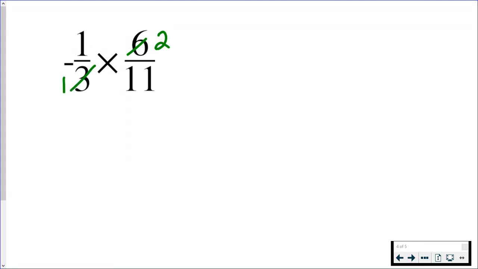6 divided by 3 is 2. 3 divided by 3 is 1. Now I can skip to the other step where I multiply straight across, and I'm actually done because I've already got the simplifying out of the way. And you can see that it's the same answer as before. I was left with a 1 times 2 in the numerator and a 1 times 11 in the denominator. And then don't forget that this was a negative times a positive, so the answer is negative.